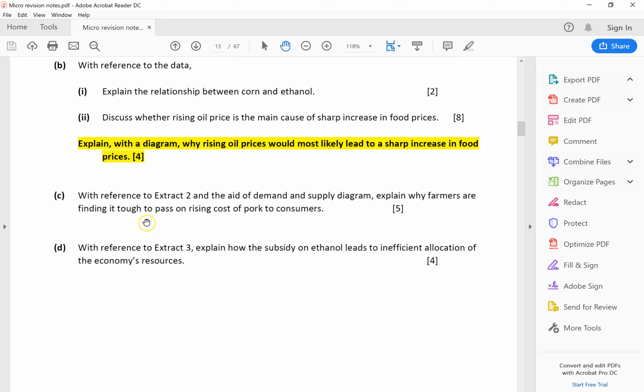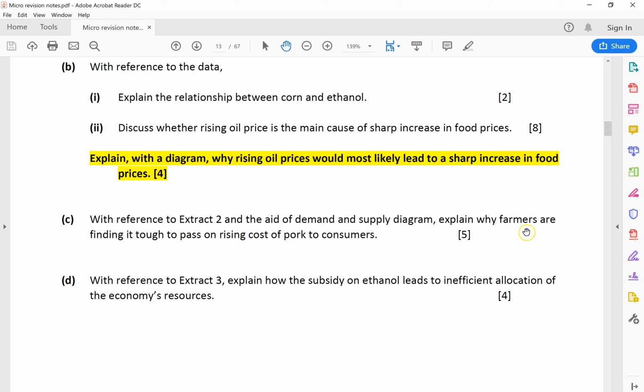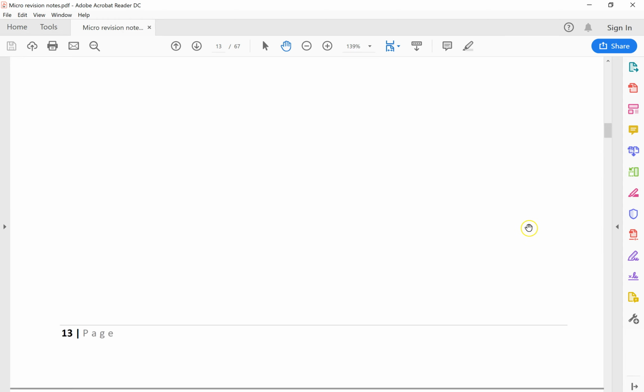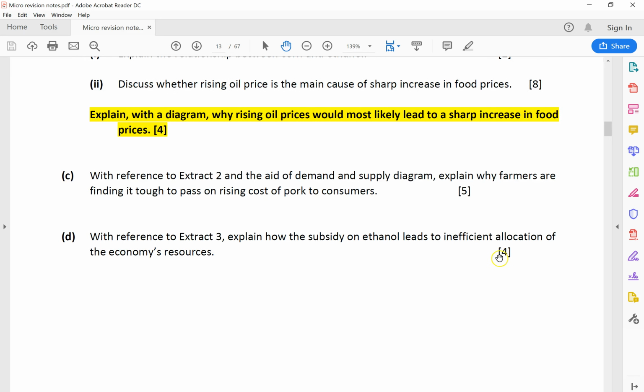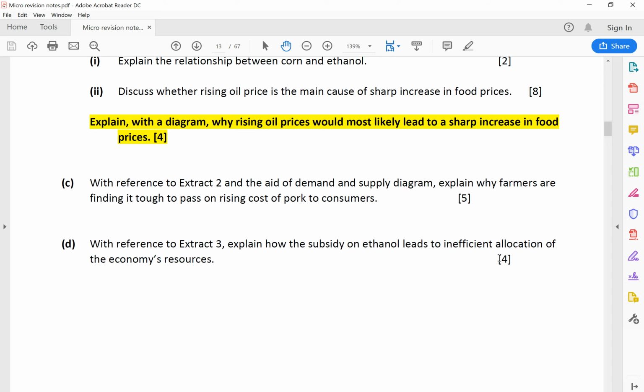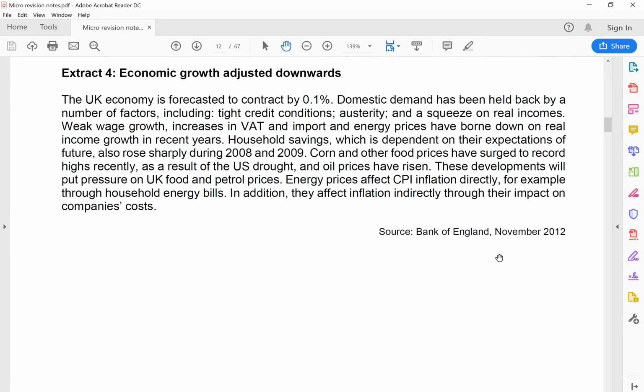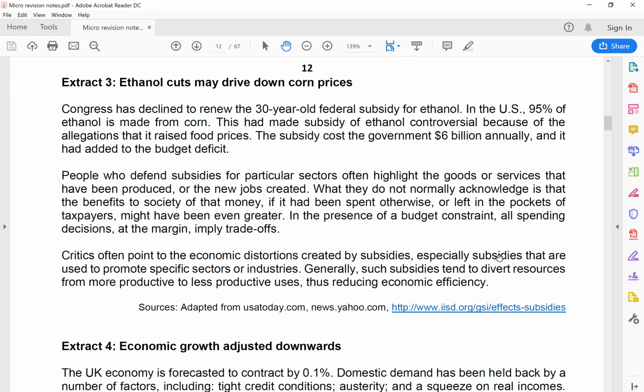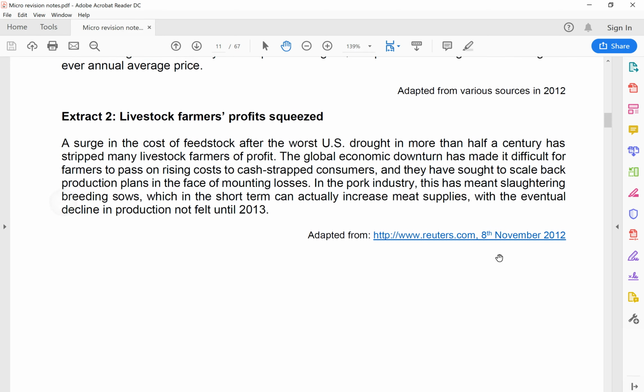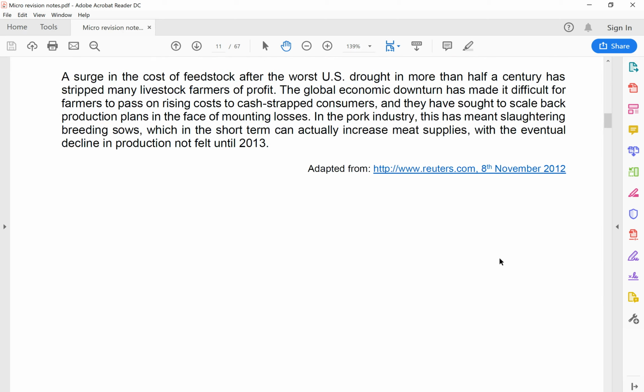Part C. With reference to extract 2, explain why farmers are finding it tough to pass on rising costs of pork to consumers. Page 13. Okay? So maybe we have to show what is the rising cost of pork. Cost of feedstock.